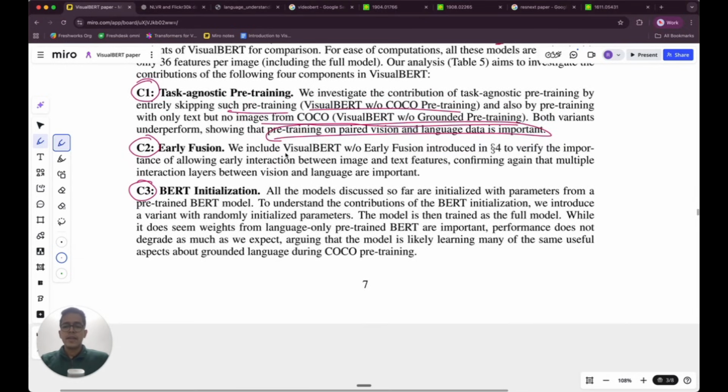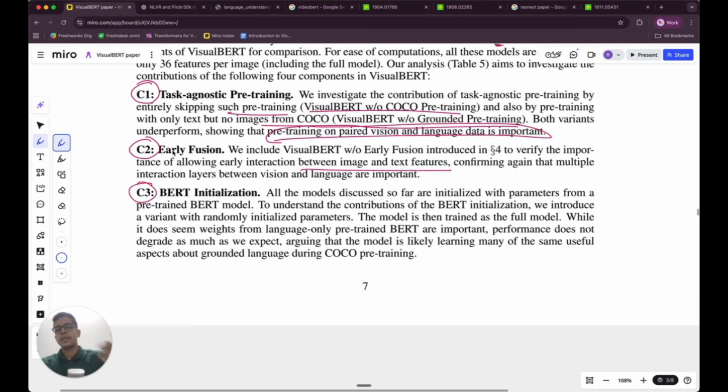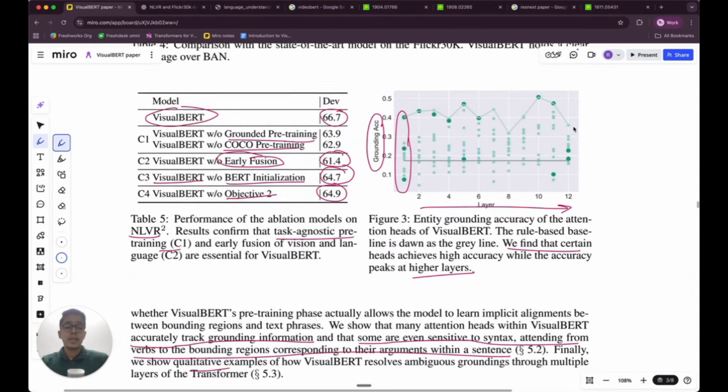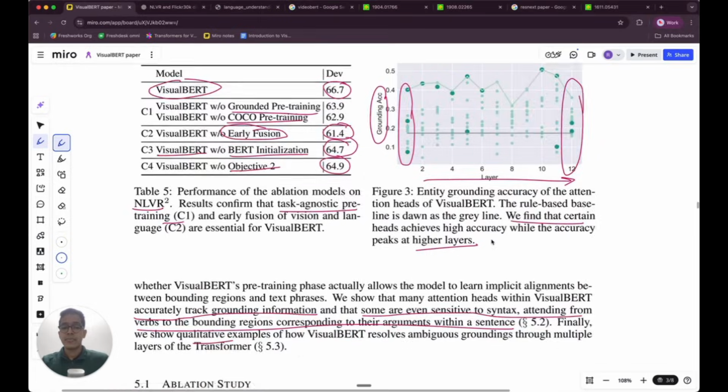Early fusion, we include VisualBERT without early fusion to verify the importance of allowing early interaction between image and text, confirming again that multiple interactions between vision and language are important. Just introducing vision in the 12th layer is not enough.